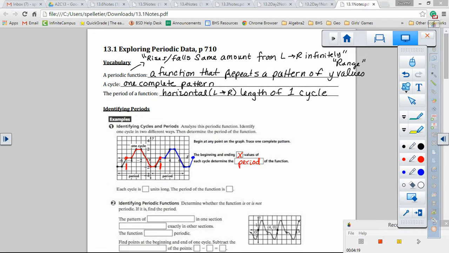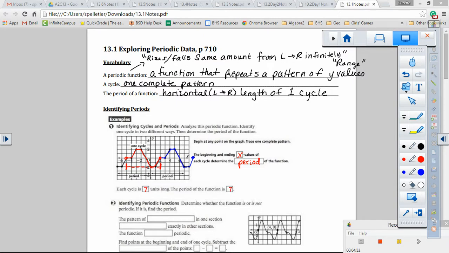Each cycle is how many units long? If we look at the graph, 0, so we're going to have 1 unit. This is -2, right? So each unit is worth 1. We can tell that based on our picture. So I'm going to look at 1 unit, 2 units, 3, 4, 5, 6, 7. So the cycle, or the period, is 7 units long. Each cycle is 7 units long, therefore the period of the function is 7 units.